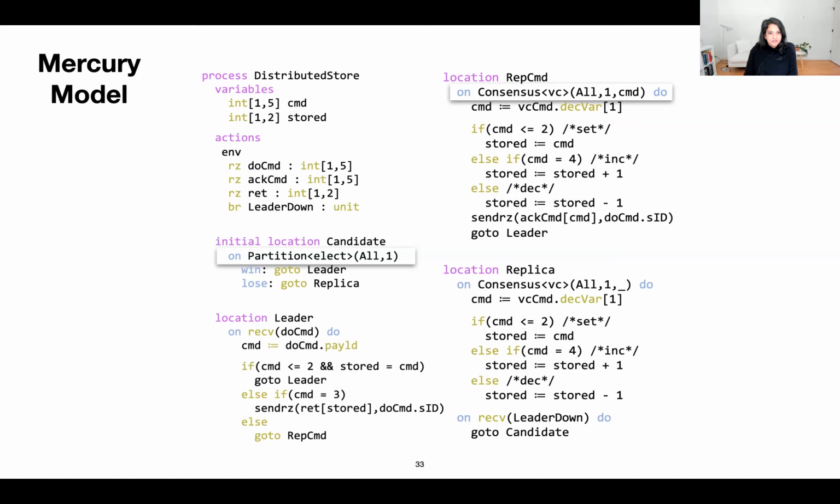Okay, so in general, a Mercury process consists of some declarations of local variables and communication actions. And then it has a sequence of locations, each with its own event handlers, where events can be broadcasts and rendezvous, or they can be agreement primitives. So here, at the initial location, you first do leader election, right? We want to elect a leader while the other processes act as replicas. So we do leader election, and you can see that we have used our partition primitive to model this.